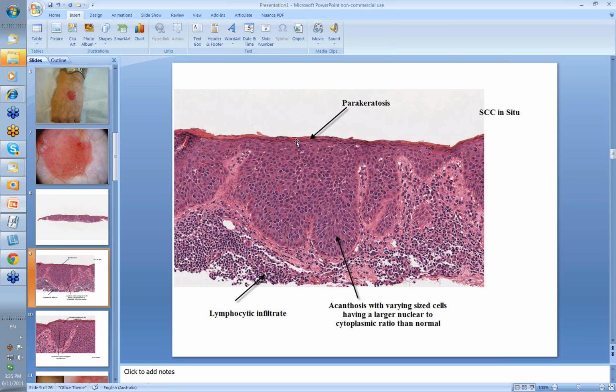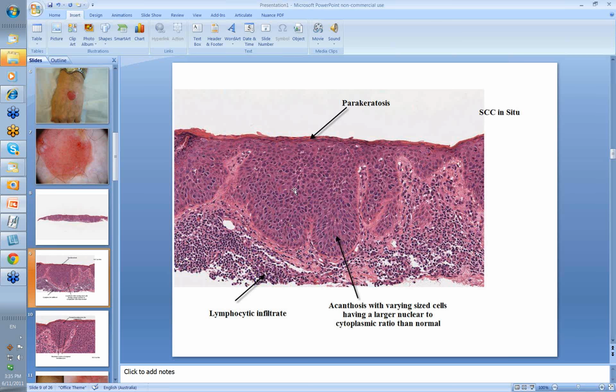You have some parakeratosis here with nuclei in the stratum corneum, but you've got marked disruption of the cells in the epidermis. You've got varying sized cells, and usually they have a larger nuclear to cytoplasmic ratio than normal. Generally, note how all the atypia, though, is confined within the basement membrane. There's often a pushing effect on the basal layer of cells here, and these can be thinned quite significantly. But these haven't invaded into the dermis, and this is all SCC in situ.